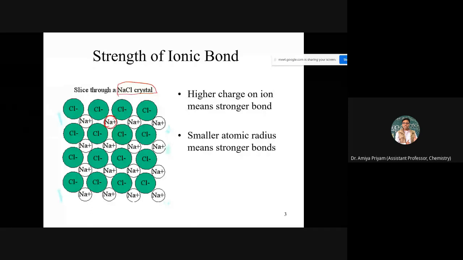But before I move forward, you should also be aware of the properties of these ionic compounds, such as sodium and chlorine compound.